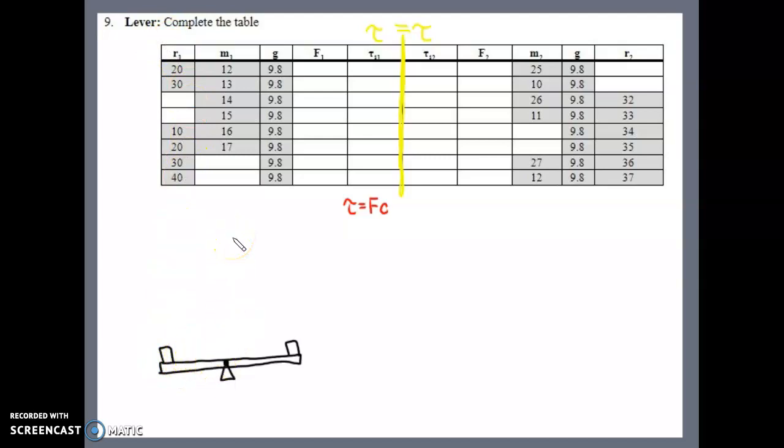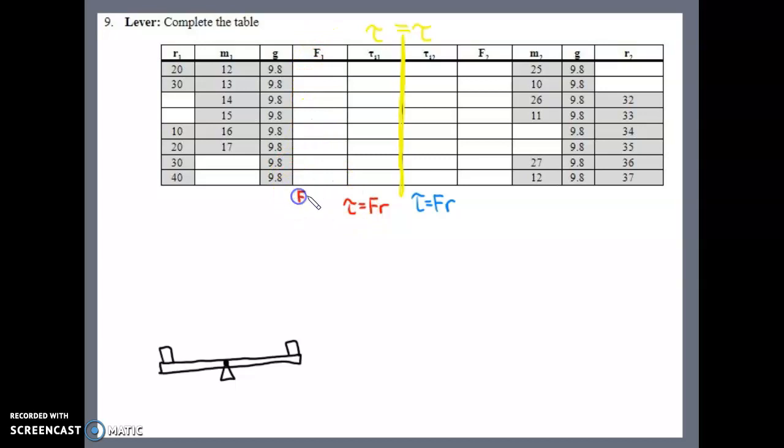Okay, so actually I'll change mine to R. So in this case, our distance is labeled as R. And on this side, which I'll draw in blue, again, torque is equal to force times our distance, the radius of our lever here. Alright, so in order to find torque, I need to know force. Well, my next column over here is force. How can I find force?